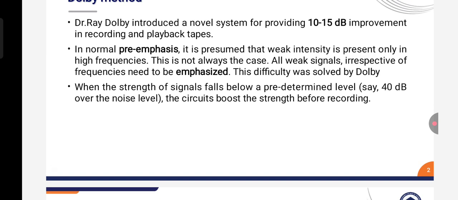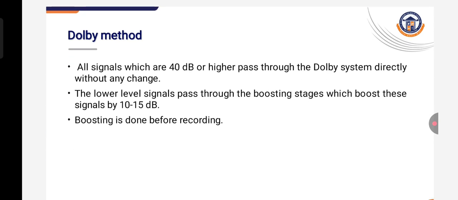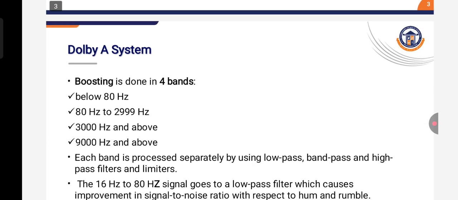When the strength of the signals falls below the predetermined level, say 40 dB over the noise level, the circuits boost the strength before recording. All signals which are above 40 dB pass through the Dolby system directly without any change. The lower level signals pass through the boosting circuit, which boosts these signals by 10 to 15 dB before recording.